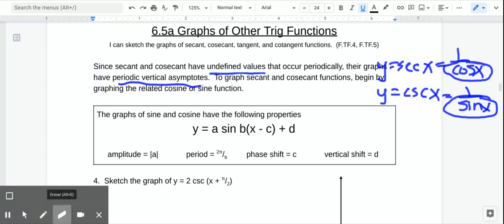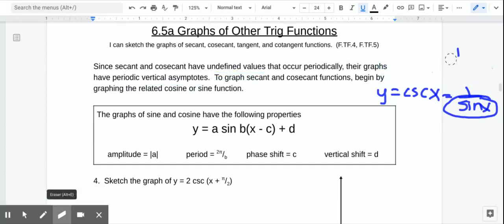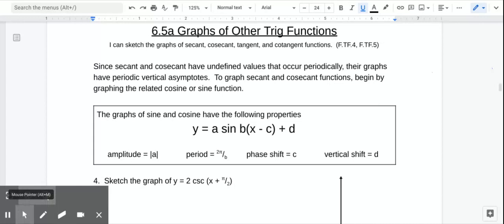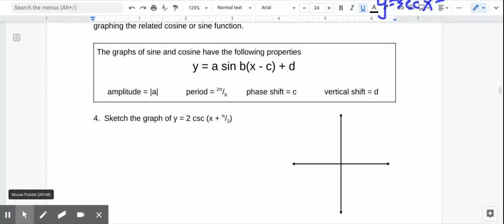So to graph secant and cosecant functions, we are going to start by graphing the related sine or cosine function. So it's going to be really, really similar to start out from what we did in 6.4, and that will provide the structure. So just a reminder, when we are graphing sine and cosine, A is our amplitude, B has to be factored out. That gives us the period, 2 pi over B. C is our phase shift, so left or right, and then D is our vertical shift, up or down.